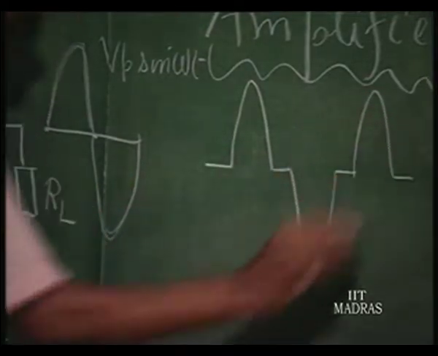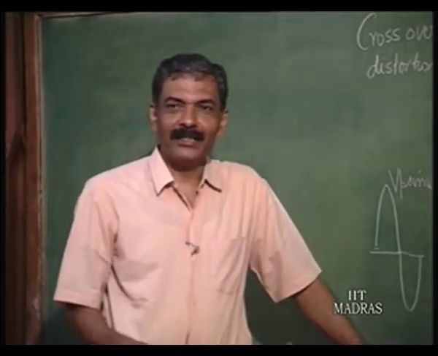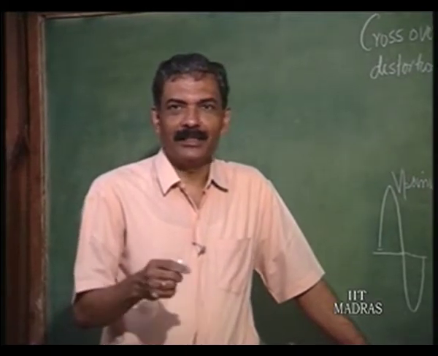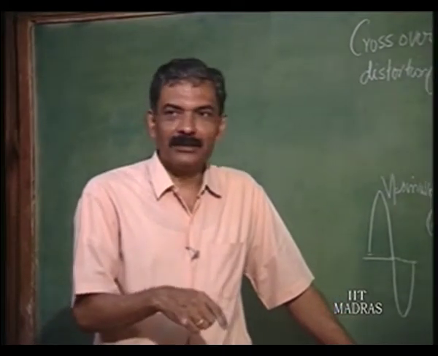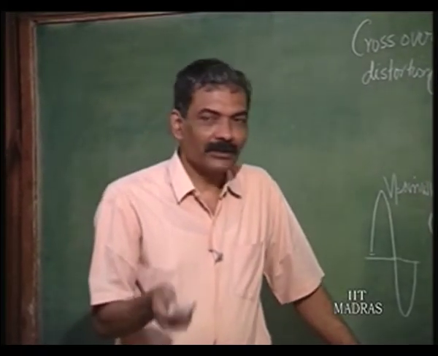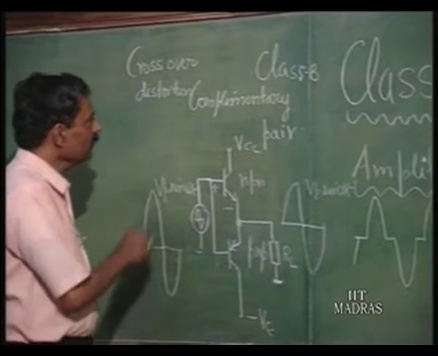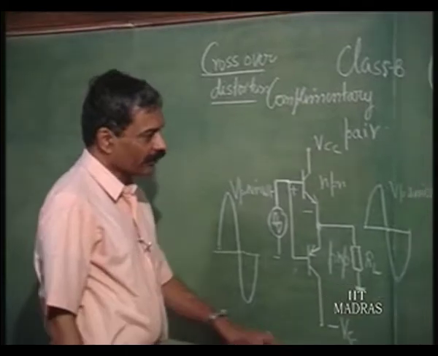This is called crossover distortion. Unlike other distortion, this distortion is more when the signal is small, and less when the signal is large. Other distortions are the other way about: when the signal is small, the distortion is less, and when the signal is large, distortion is more. Whereas with crossover distortion, when the signal is small, distortion is more, and when the signal is large compared to V gamma, the distortion is less. So, this crossover distortion is one thing that will come.